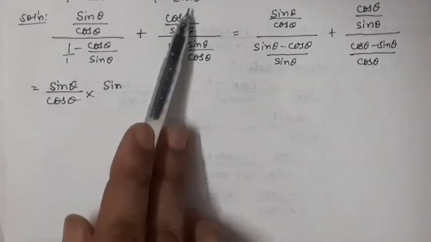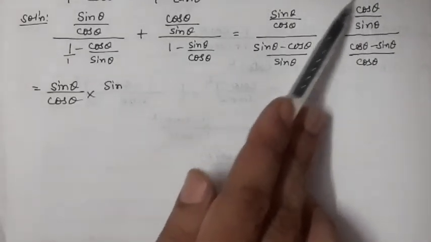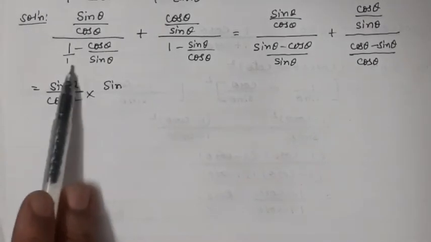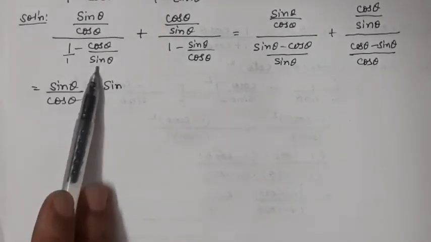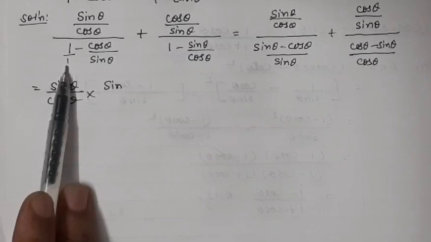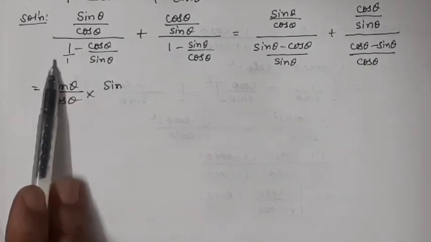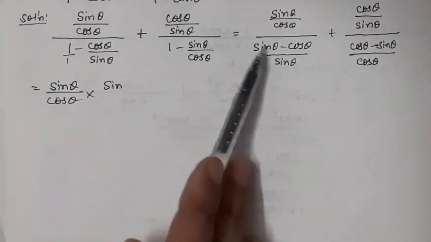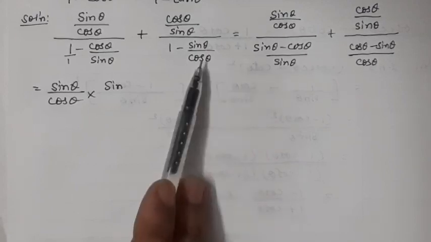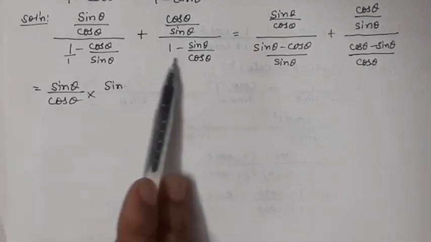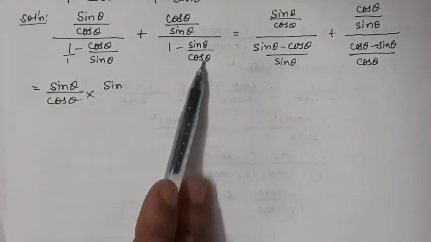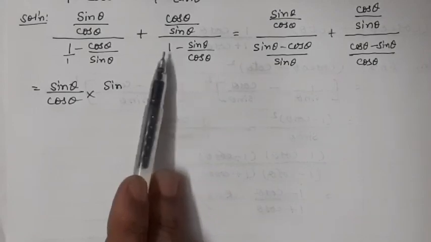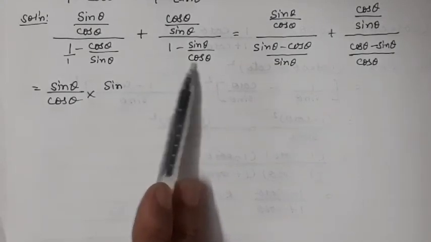Numerator keep same as it is. See, this is the numerator. In the denominator I am taking LCM. What is the LCM? Sin theta. Okay, then what will come? Sin theta minus cos theta upon sin theta. In these two, what is the LCM? Cos theta. Then after taking LCM, what will come? Cos theta minus sin theta upon cos theta.